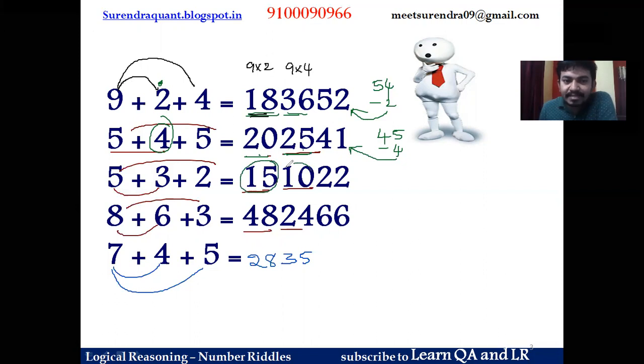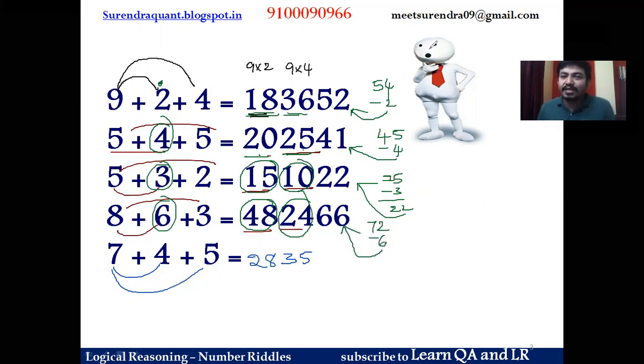15 plus 10 is 25. What is the middle term? Middle number is 3, right? Minus 3 is 22, placed here. Now 48 plus 24 is 72. Middle number is 6. If you subtract 6, 66.